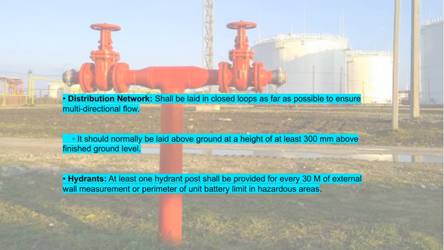maintenance easier. Moving on to hydrants, the key point is coverage. We need to provide at least one hydrant post for every 30 meters of external wall measurement or perimeter within the hazardous areas. This ensures quick access to water in case of a fire emergency, which is crucial for safety and effective firefighting response.